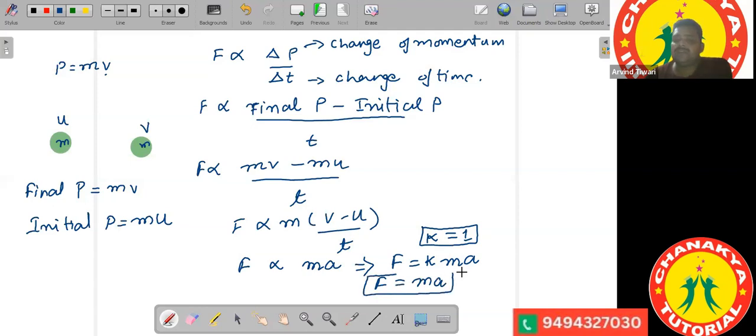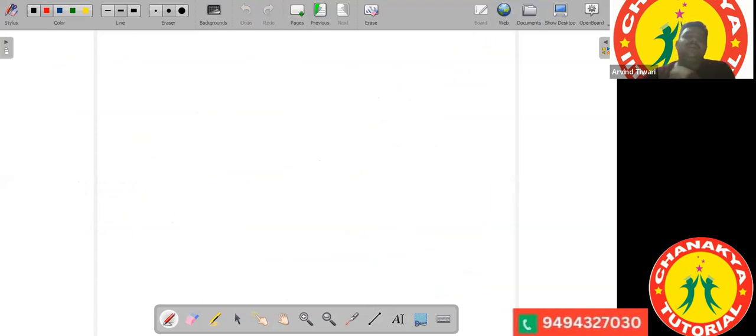But this we have taken considering mass to be an invariable quantity, that the mass of the object is not varying. Otherwise, you can use this one also. Whenever required, you can always use this formula: force is equal to change of momentum per unit time, mv minus mu over t, as the value of the constant of proportionality is 1. So all of them hold good. Newton's second law of motion gives us that the force acting on an object is mass times acceleration.